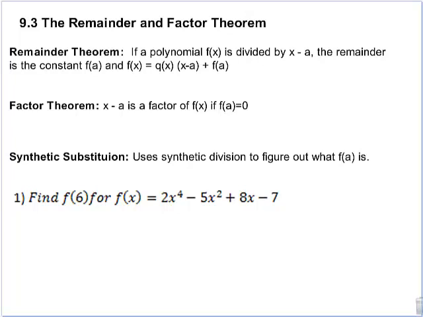So the remainder theorem says we have a polynomial f of x, and we divide it by x minus a. The remainder is a constant, which is called f of a. And this is just the notation saying that when we divide something, we have the quotient times what we were divided by plus the remainder.